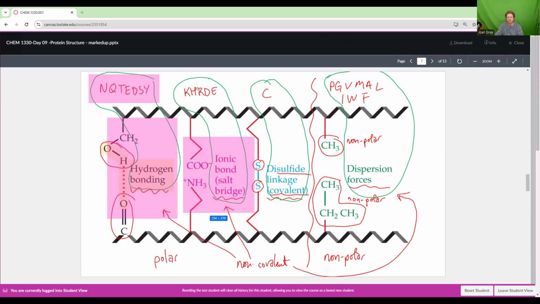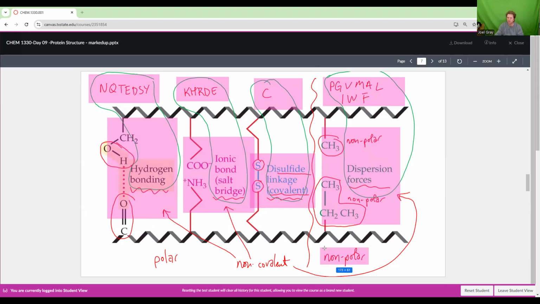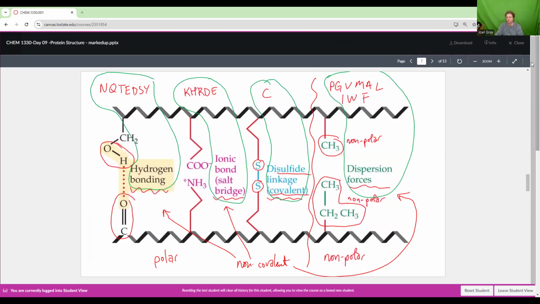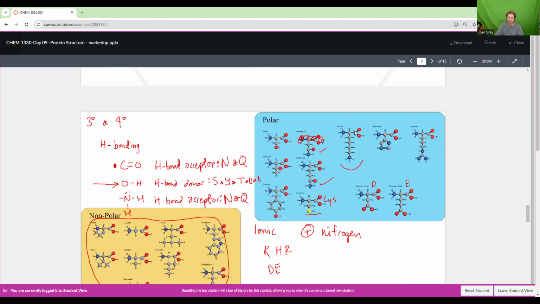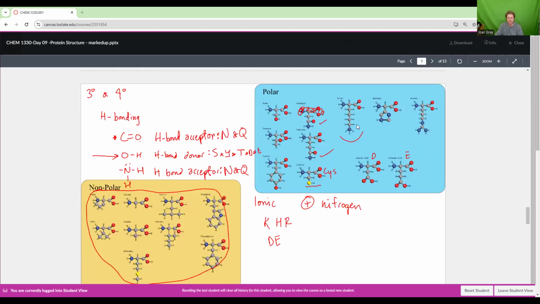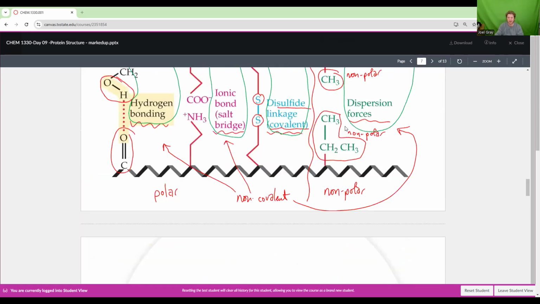Ionic bonds, well, it's these amino acids. Disulfide bonds, it's just cysteine. Dispersion forces, it's these amino acids, and those are classified as non-polar amino acids. So think about that and be ready for that. That is day 9, protein structure, page 7. Know that slide. The remaining slides were really just a way of reflecting on and building this up.